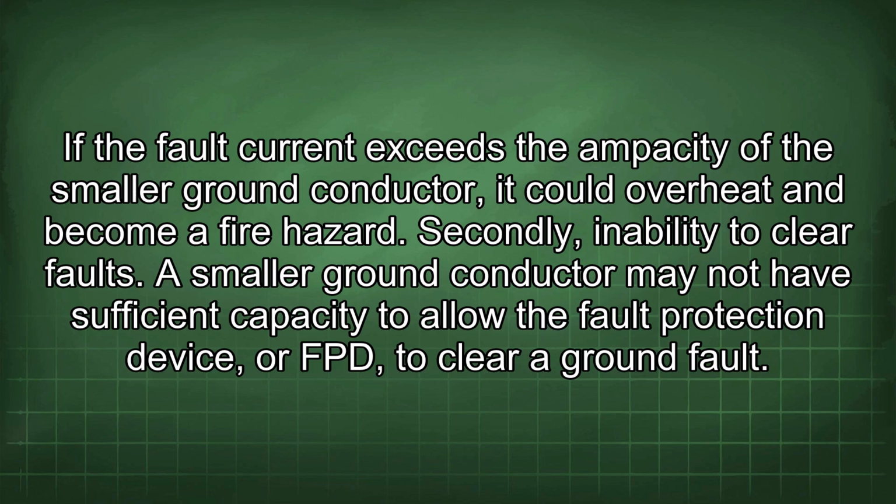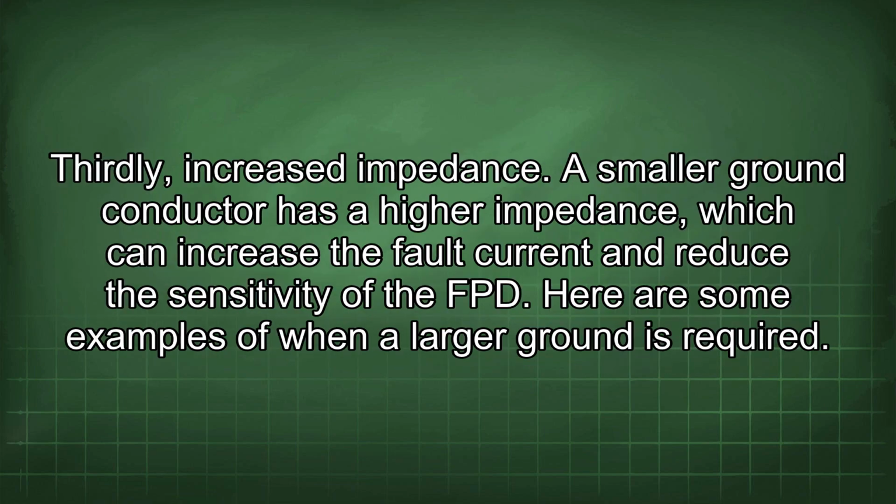A smaller ground conductor may not have sufficient capacity to allow the fault protection device, or FPD, to clear a ground fault. Thirdly, increased impedance. A smaller ground conductor has a higher impedance, which can increase the fault current and reduce the sensitivity of the FPD. Here are some examples of when a larger ground is required.